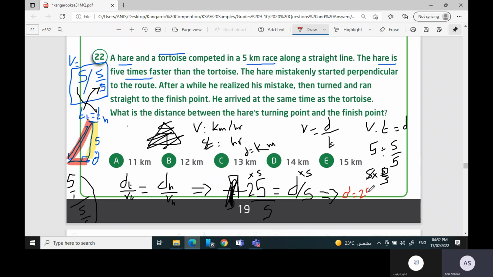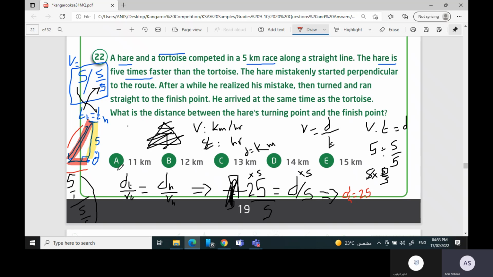Now, this is what matters. All of you, you must focus on this. The D of the hare is equal to 25 kilometers. What is the D of the hare? It's this side plus this side. I need to find this side alone. So this is the problem. We found all this side, we need to find only the hypotenuse. So we need to try all the values.